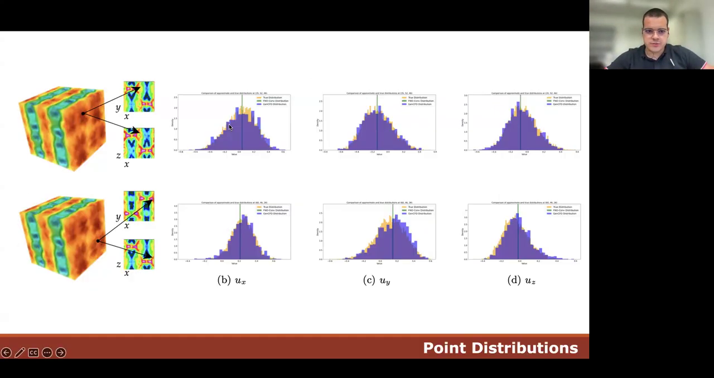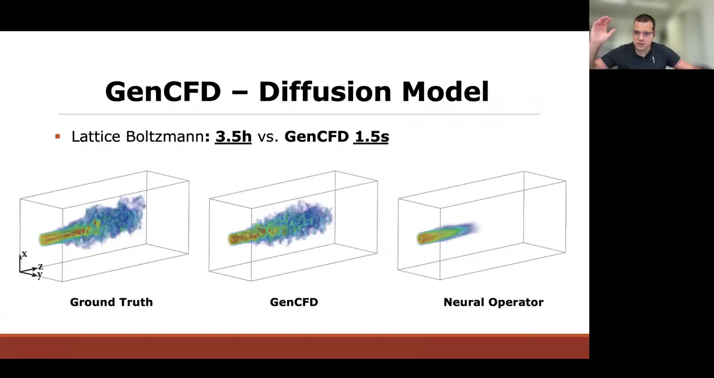And why do these diffusion models matter? It's because they really decrease the computational time needed to obtain samples from these difficult turbulent distributions. For instance, here we have a nozzle experiment, and with the Lattice-Boltzmann numerical method, three and a half hours are needed to get one sample from a distribution, while with GenCFD we can get one sample in 1.5 seconds, which is orders of magnitude lower.